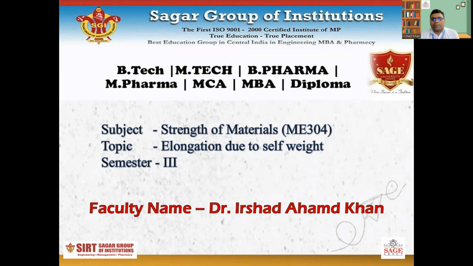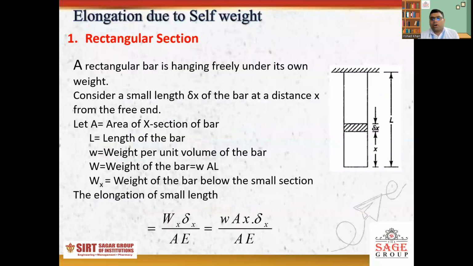In the last class, we had discussed the elongation when we apply an external load. Today's topic is elongation due to self-weight. In this lecture, we discuss the elongation in a rectangular bar section and in a conical section due to self-weight. Let's take first the elongation in a rectangular section, which you can also call a prismatic section.